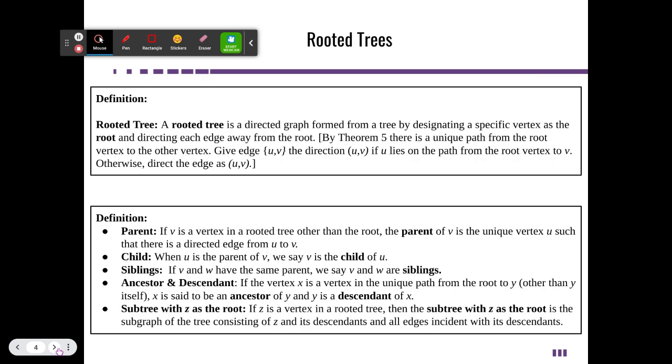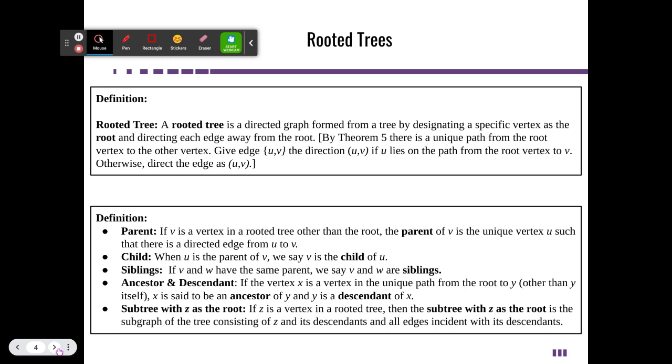A rooted tree is a directed graph, a digraph, formed from a tree by designating a specific vertex as the root. So the key thing is this root. It's like the initial vertex you're going to start from, and directing each edge away from the root. So the root is your beginning, and it directs away from there.